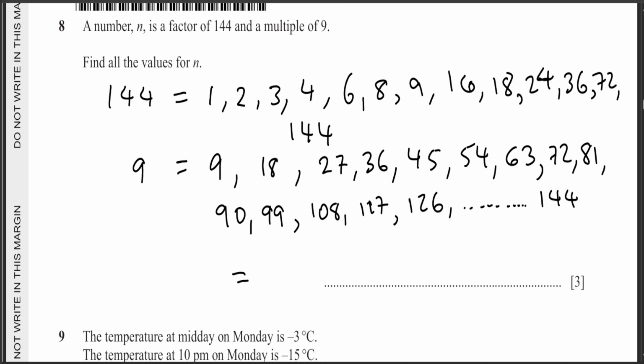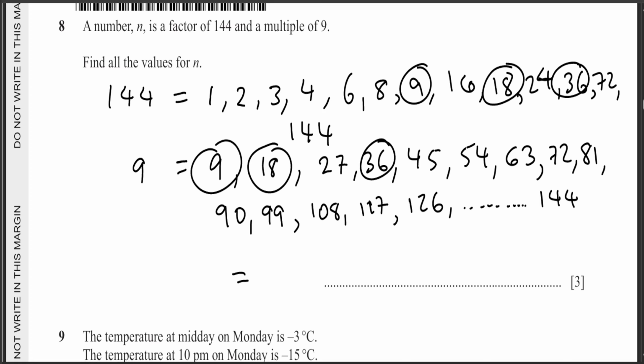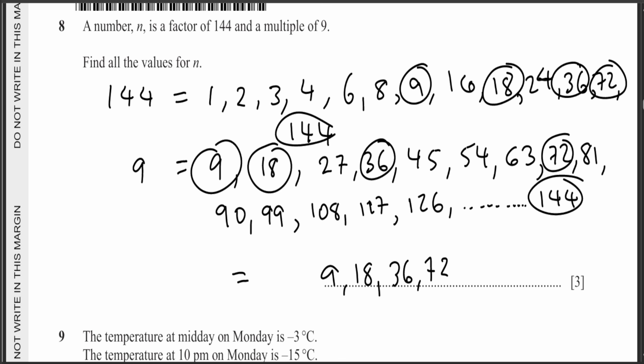So if you look at it, the ones that are a factor of 144 and a multiple of 9 include 9 itself. Okay. We also have 18. We have 27. No, we don't have 27. We have 36. We have 72. And lastly, we have 144. So the numbers are 9, 18, 36, 72, and lastly, 144.